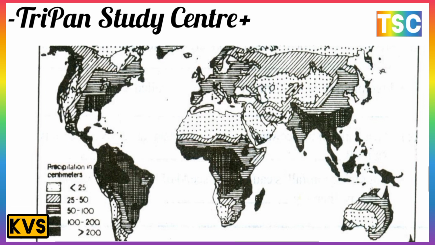Here it shows the distribution of precipitation, which is the most important here, over the world. Here the white is less than 25. The light shade is 25 to 50, and the dark shade is 50 to 100, and the next is 100 to 200, and more than that is the black. That is the most important distribution here.